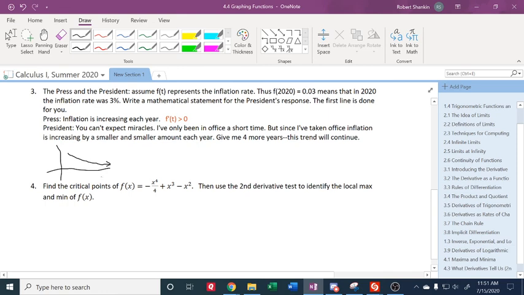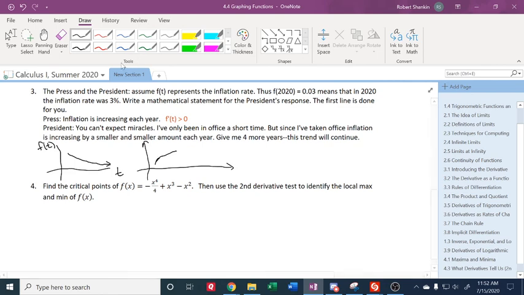Is that what the president is saying? Oh, it's increasing by a smaller and smaller amount each year. So would it be like a logarithm function? Yes, not exponential decay, but I like the way you're figuring this out as we're going along. It's going up, but not going up so steeply. It's like a logarithm function. It's going up by smaller and smaller amounts.